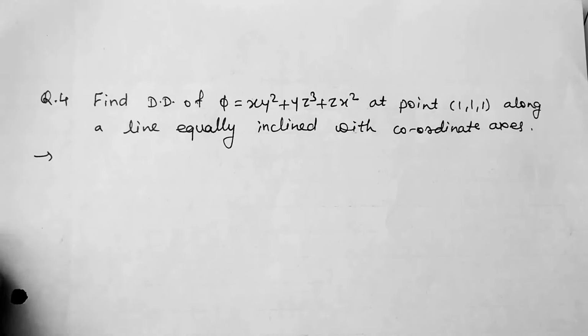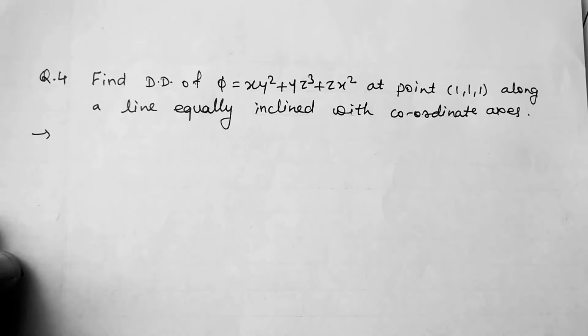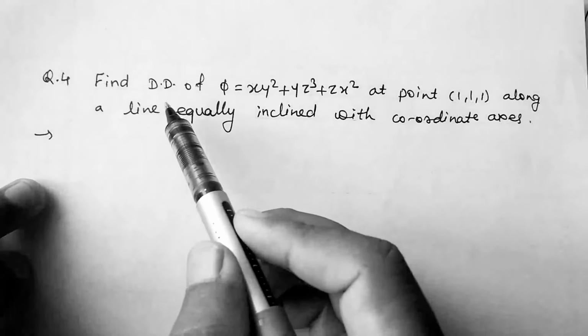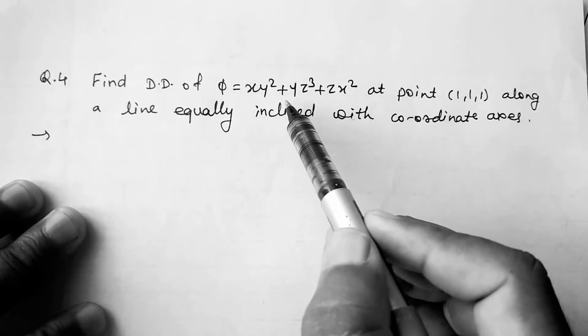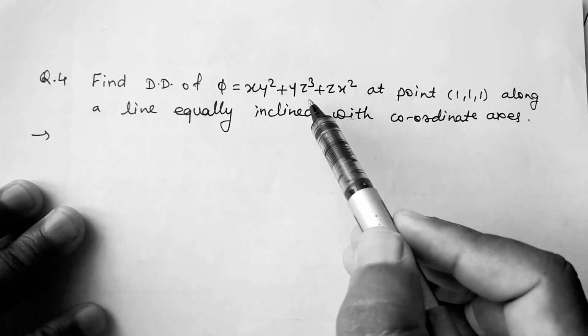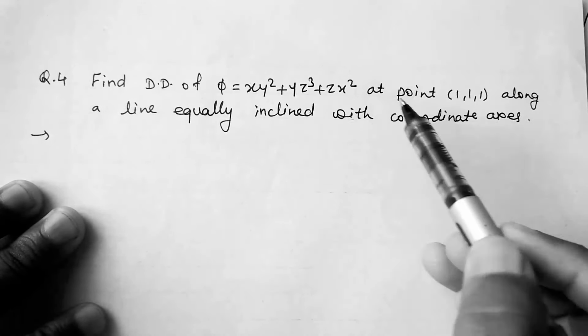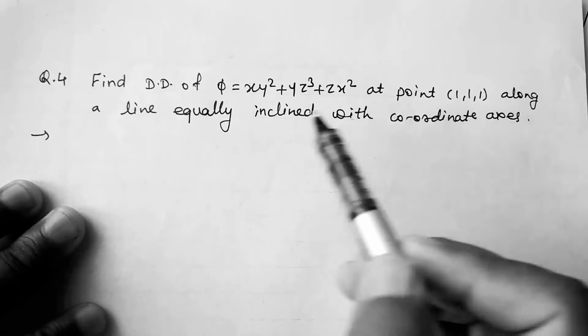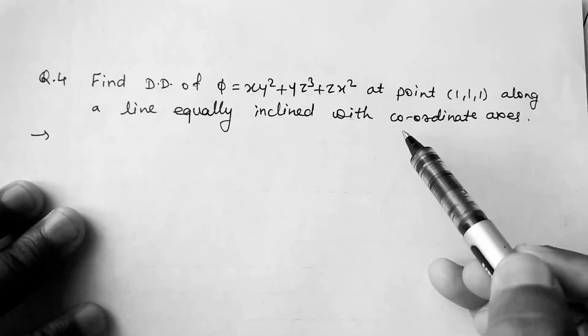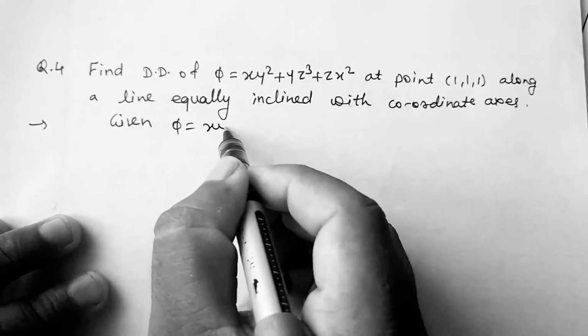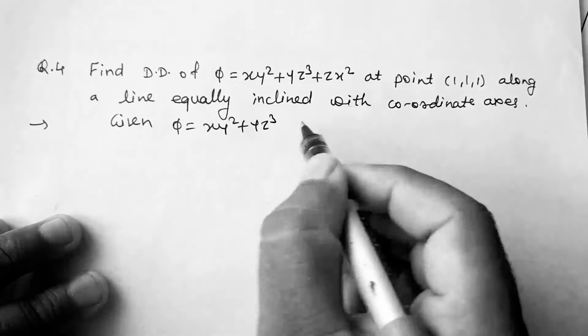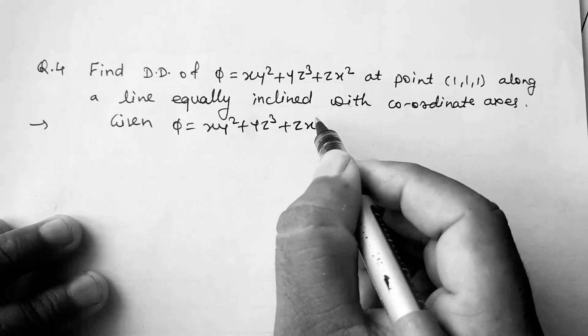Hello all, welcome back. Next example on directional derivative. Find directional derivative of phi is equal to xy square plus yz cube plus zx square at point 1, 1, 1 along a line equally inclined with coordinate axis. So the solution of this example. Given that the scalar function phi is equal to xy square plus yz cube plus zx square.